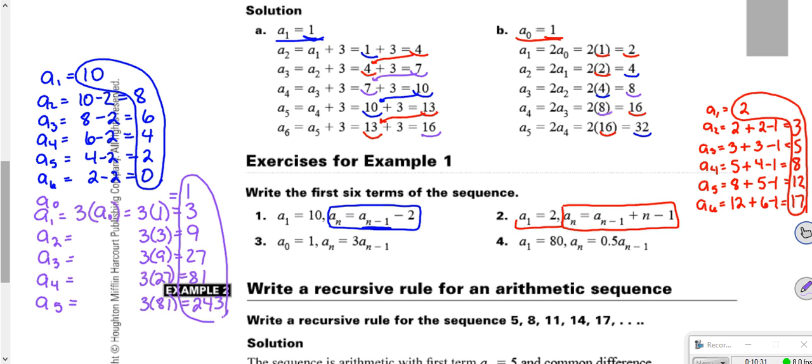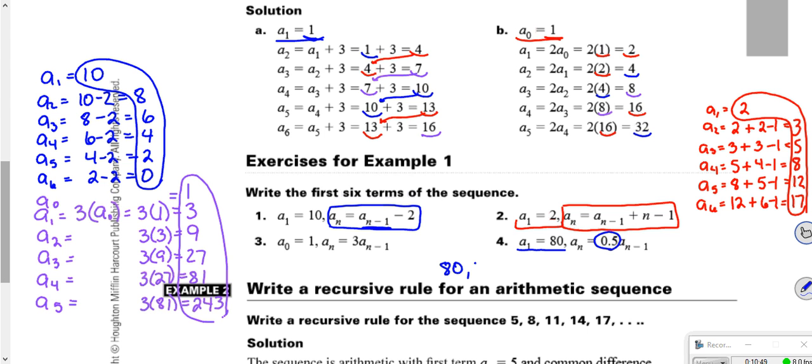Okay, fourth one. I'm just going to write these side by side. I hope you all can see them. Our first term here is 80. And then according to our ratio here is 0.5, 1/2. We're taking half of the preceding term. Okay, so the next term is going to be half of the preceding one.